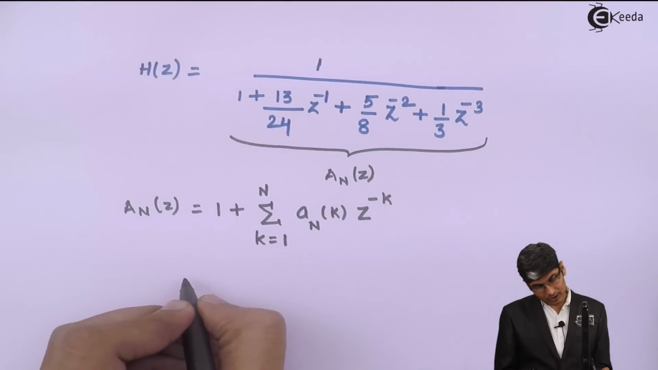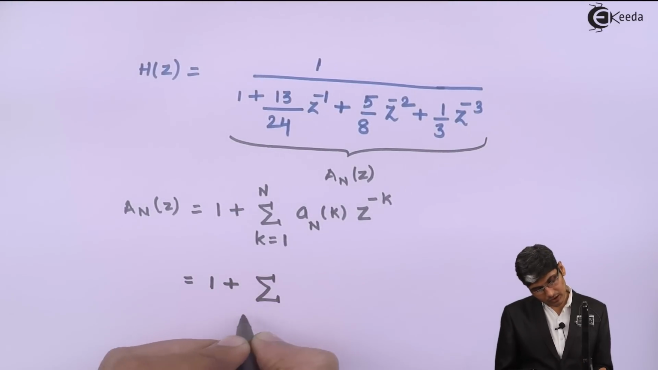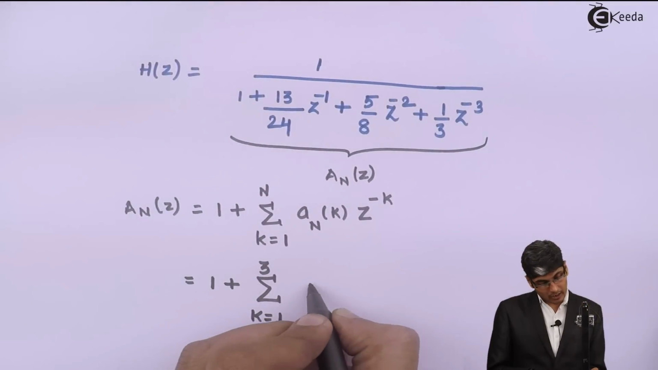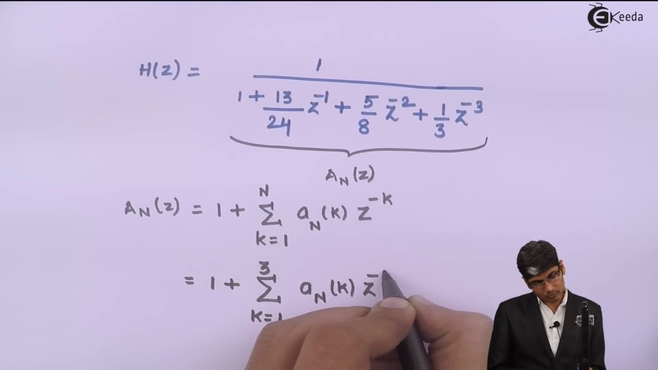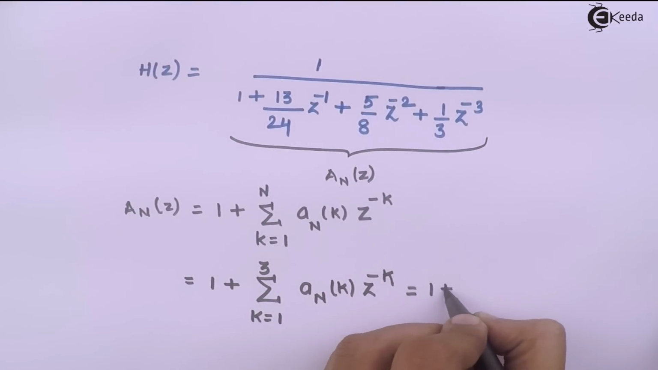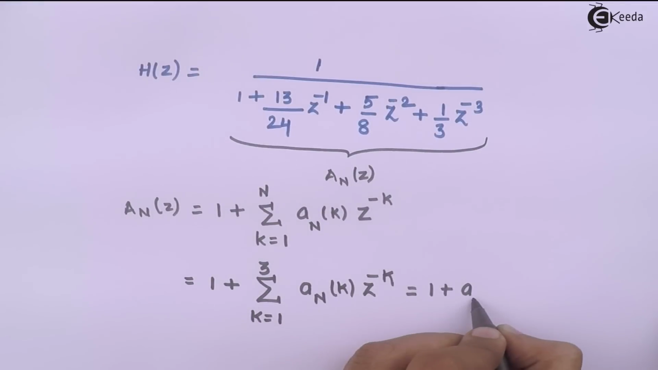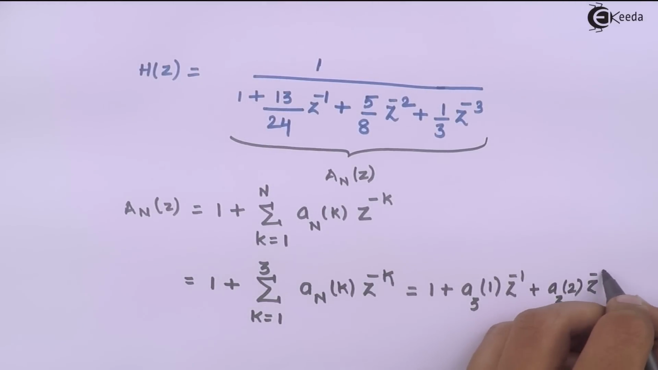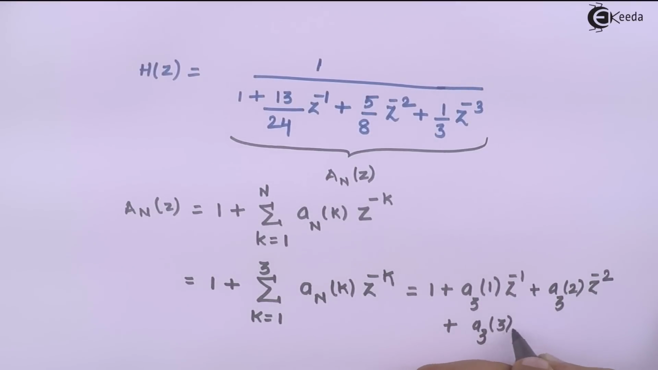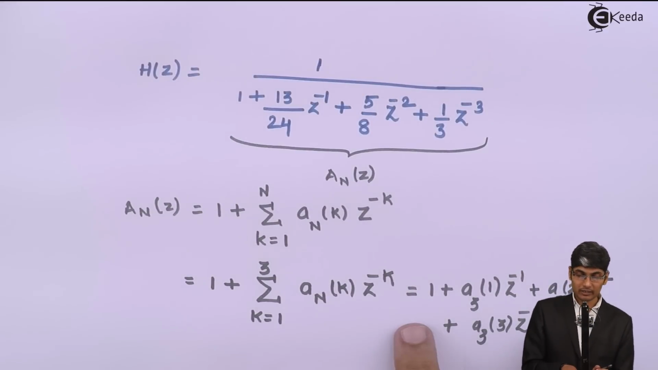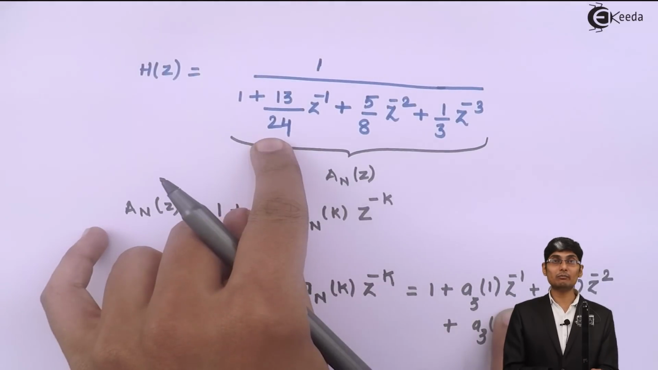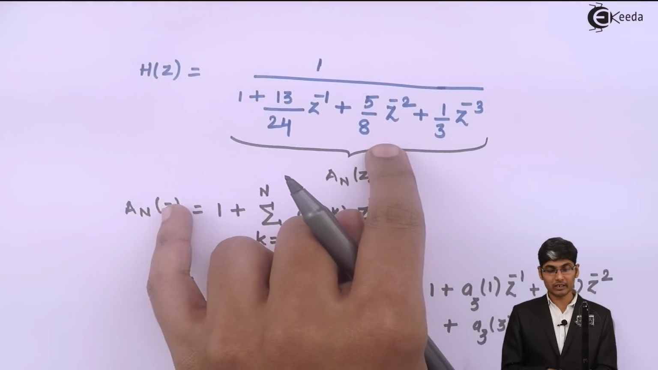So now the equation is like this: 1 plus summation k going from 1 to 3, because the maximum degree of the polynomial is 3, of a n of k z raised to minus k, which if I open it up becomes 1 plus, now n is what? 3. So I'll put a3 of 1 z raised to minus 1 plus a3 of 2 z raised to minus 2 plus a3 of 3 z raised to minus 3. Correct. If I compare this equation with this polynomial, then along with z raised to minus 1, a3 of 1 is 13 by 24. Along with z raised to minus 2, I get 5 by 8.